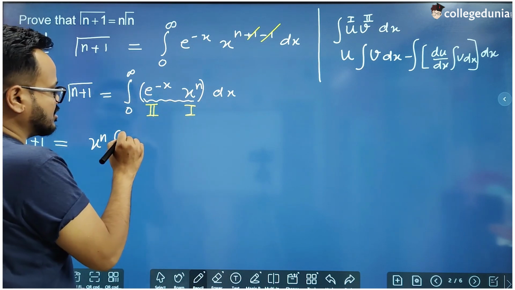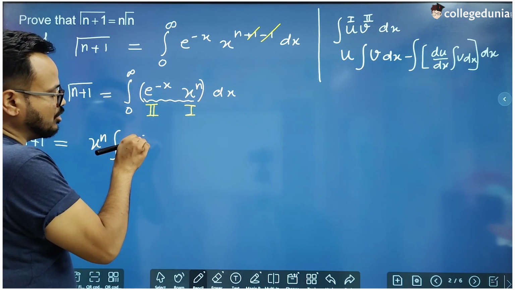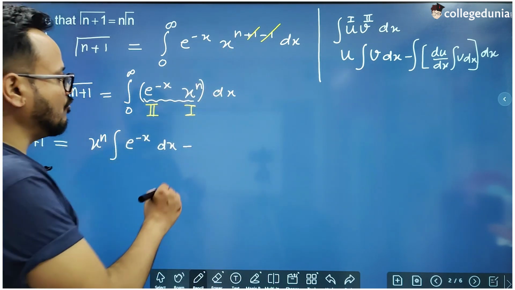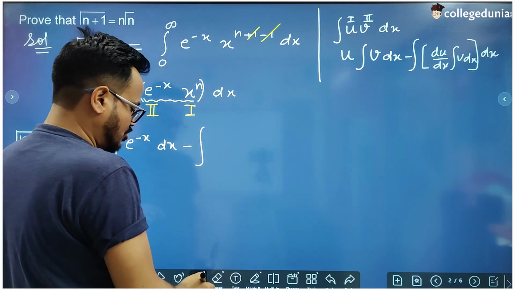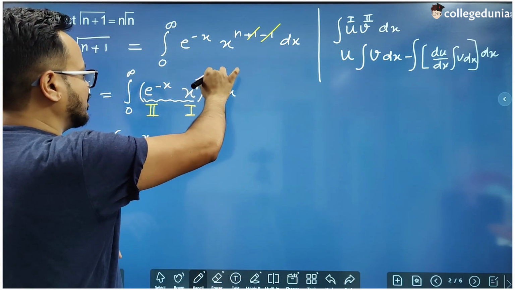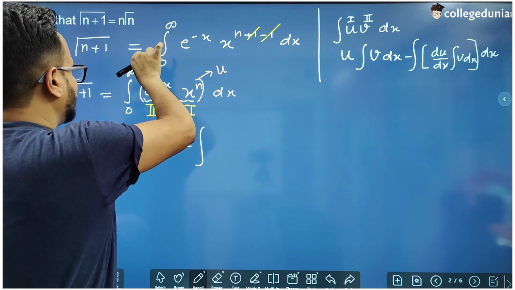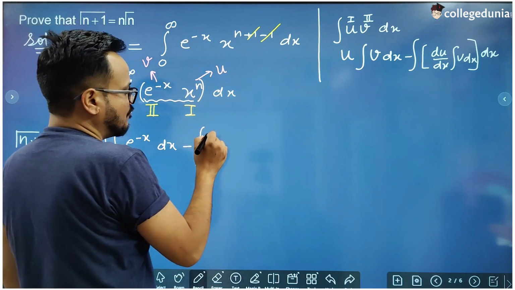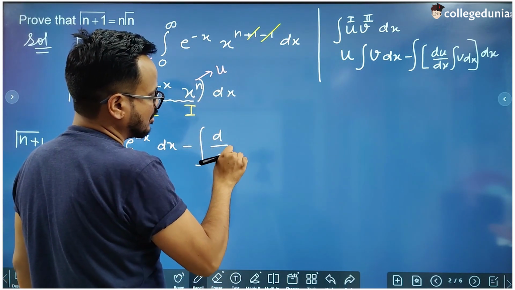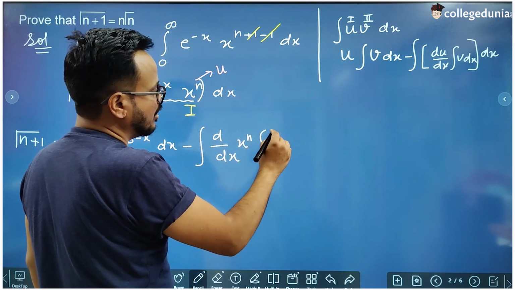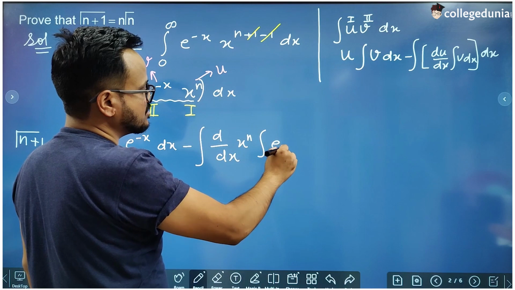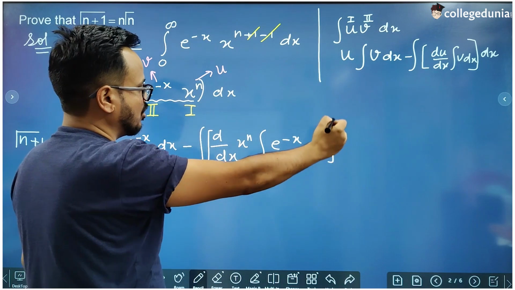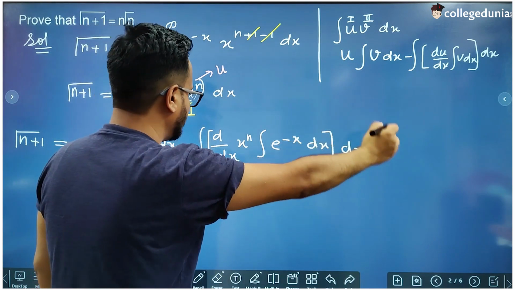Second, integral of second function, that means the integral of e to the power minus x, minus integral of first function. So this is our first function, we are taking this as u, and this is our second function, we are taking this as v. So integral of the derivative of first function, which is x to the power n, into integral of second function, which is e to the power minus x, and integral of this whole. So we will put a dx here.